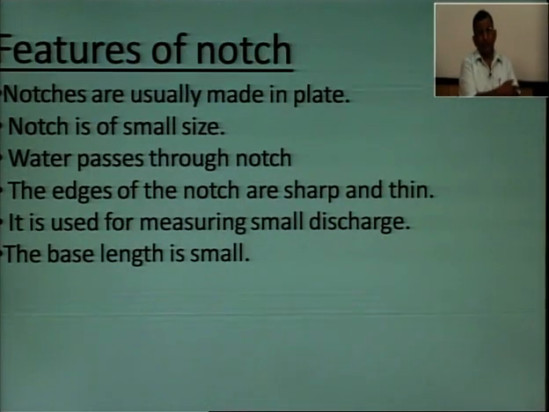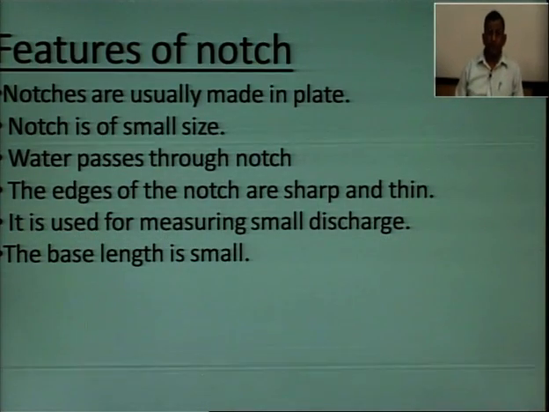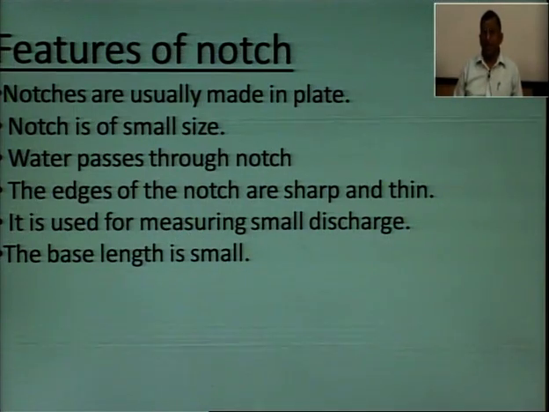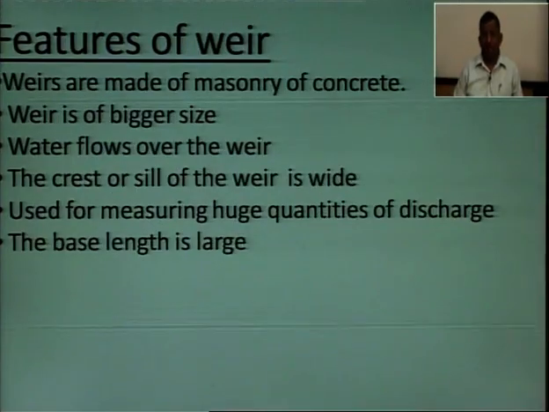Then certain features of the notch. Notches are usually made of plates. A notch is of a small size. Water passes through the notch. The edges of the notch are sharp and thin, it is used to measure small discharge, and the base length is small. Then we come to the features of the weir.